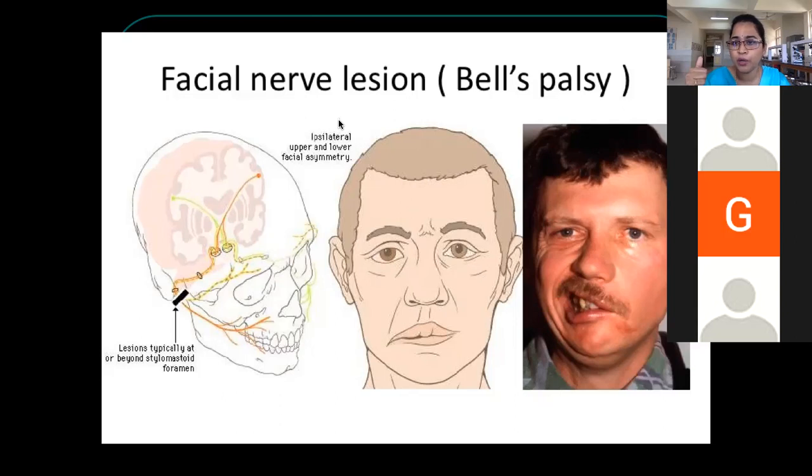So you should be able to write what is Bell's palsy, what is upper motor neuron paralysis, what is lower motor neuron paralysis, how to identify it when a patient is coming in front of you, and what is the typical presentation of Bell's palsy. Okay.